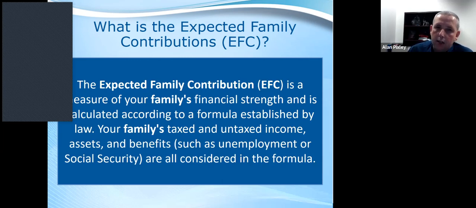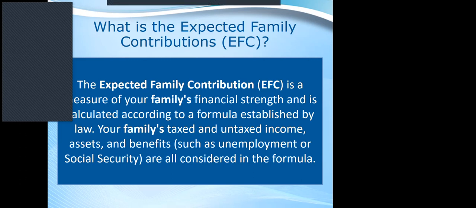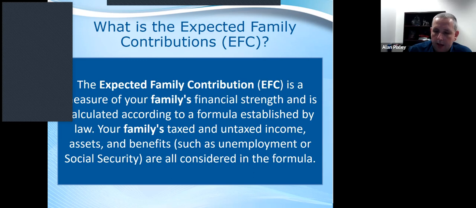So for instance, at Collin, a cost of attendance may be somewhere around $16,000. At a university like say UTD or UNT or Texas Tech, that may be somewhere around $23,000 to $25,000. And at a private institution like SMU, for instance, it may be $50,000. So this cost of attendance is going to change based on the institution that you may select, but the expected family contribution is always going to remain the same.